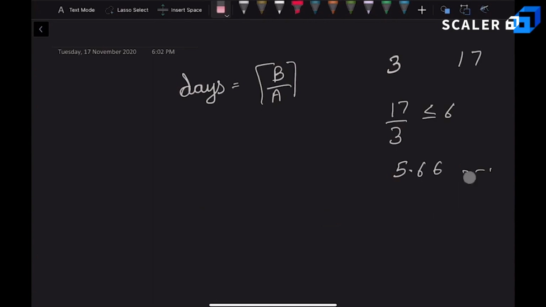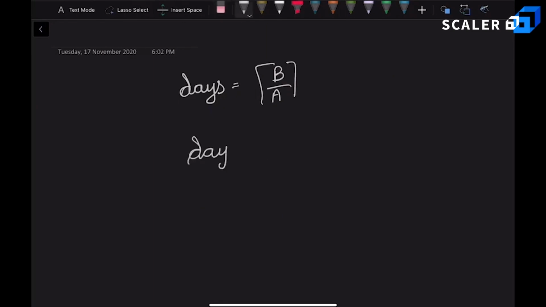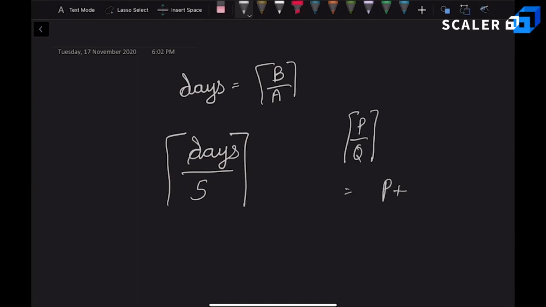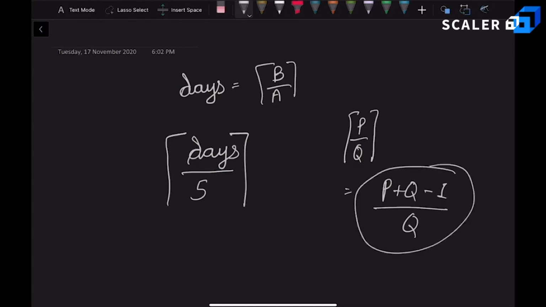To find the number of weeks, we can actually use a similar idea, because we know that in a week we will only open the shop for 5 days. So the total number of weeks will be ceil of days by 5. And to calculate the ceil of P by Q, we can actually use the formula (P plus Q minus 1) by Q, where this is the integer division. So for example, for 17 by 3, this will be (17 plus 2) by 3, which is 19 by 3, and this will be 6, because we are only calculating the integer division.